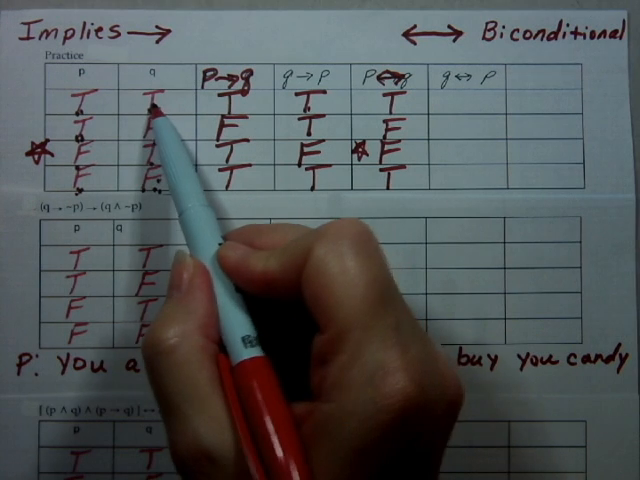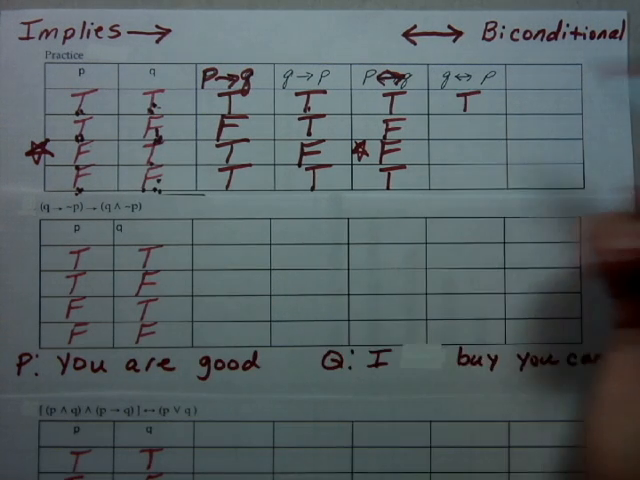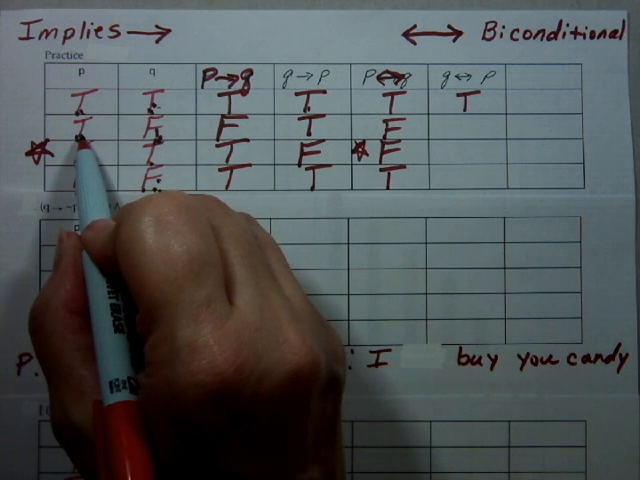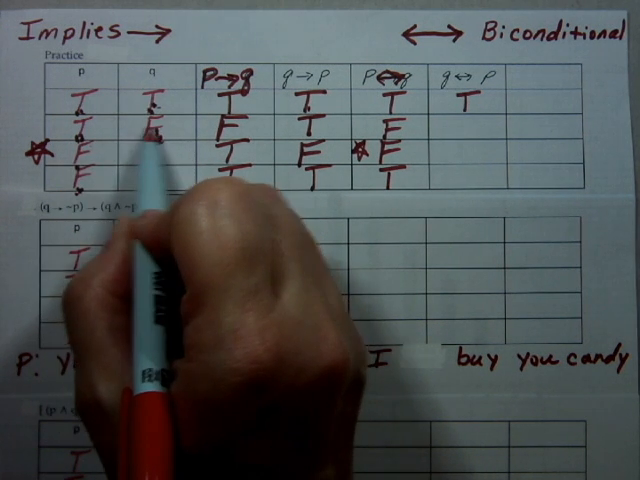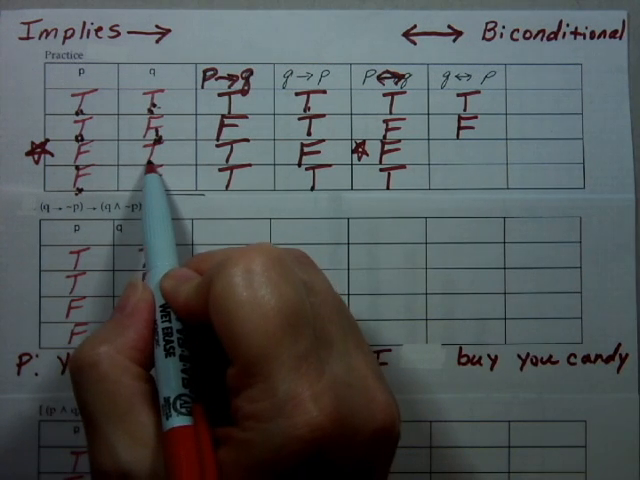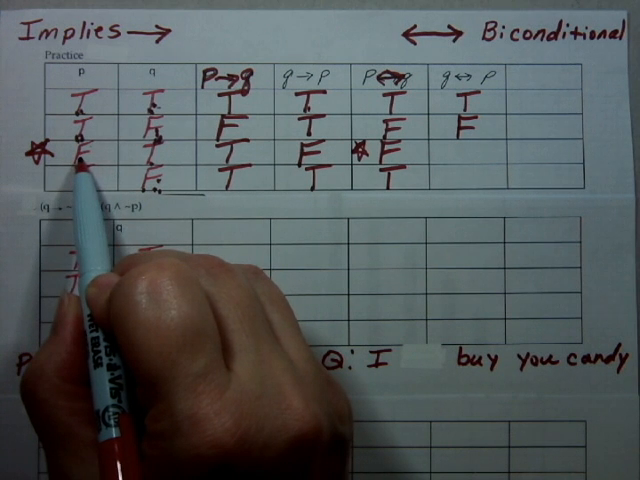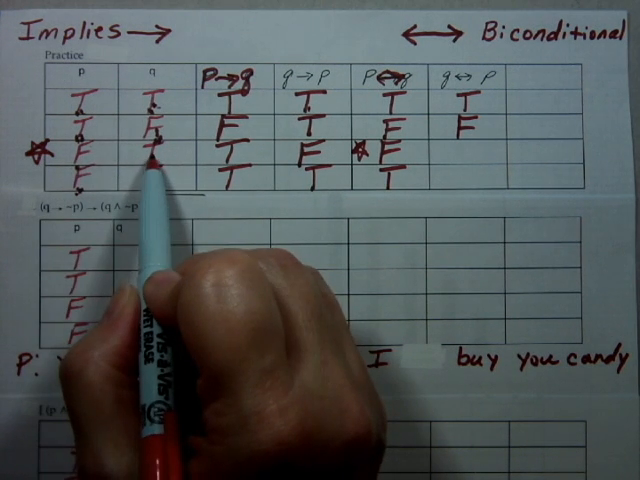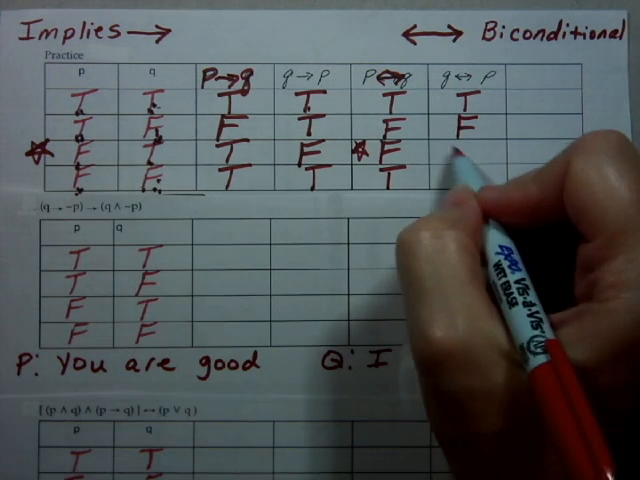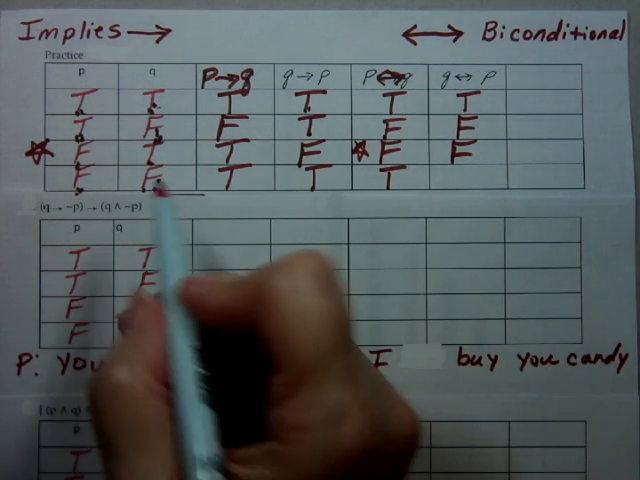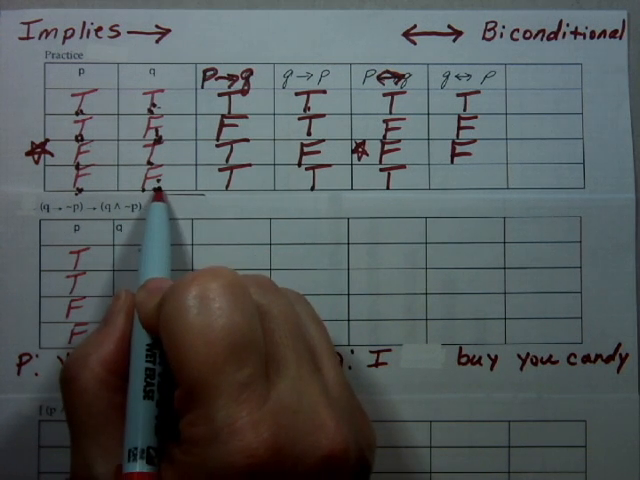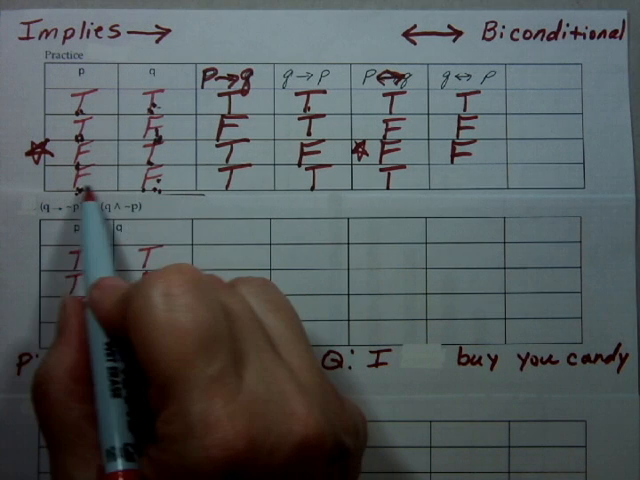I buy you candy, you're good. I don't buy you candy, but you're good anyway. No, you said if and only if I bought you candy, you would be good. So that would be false. I did buy you candy and you were bad. Well, if and only if I bought you candy, you were going to be good. I bought you the candy and you weren't good. So that was a lie. I didn't buy you any candy and you said, hey, if and only if you bought me candy, I was going to be good. If you didn't buy me candy, I'm not going to be good.